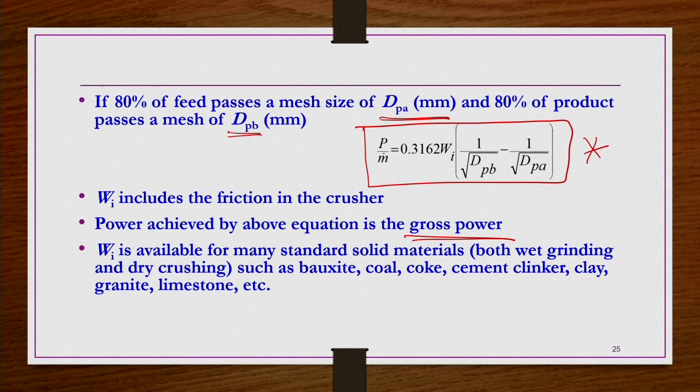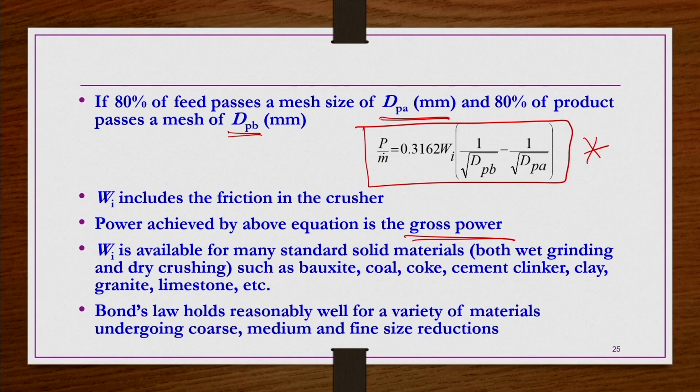As we have seen, Kb is a function of the equipment used and what type of material has been crushed. So is Wi also, because Wi is related to Kb directly. That is the reason Wi is again a function of the equipment used for the crushing as well as the material that has been crushed. So for both wet grinding and dry crushing, for several kinds of materials, this Wi information is available.